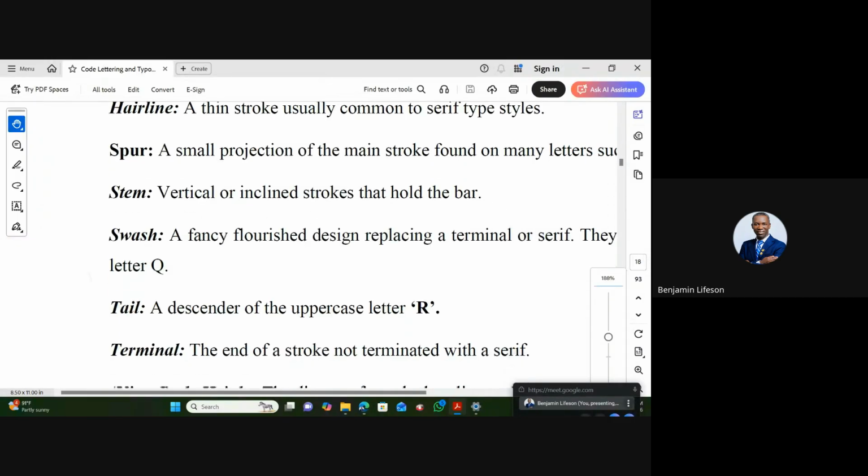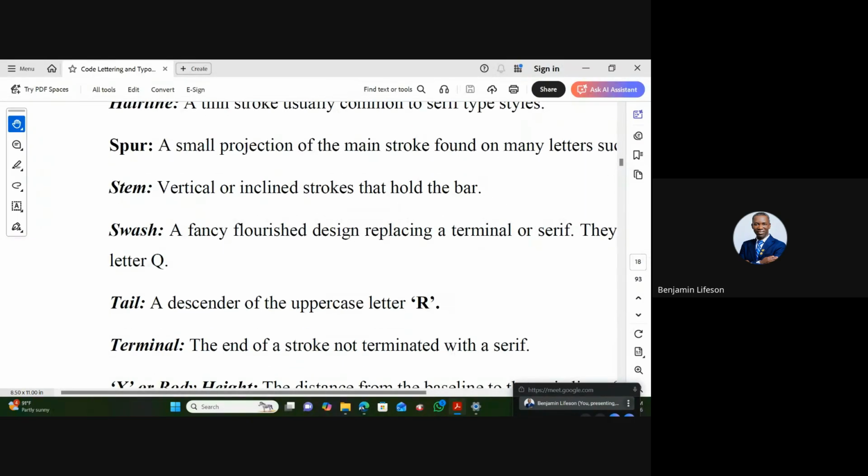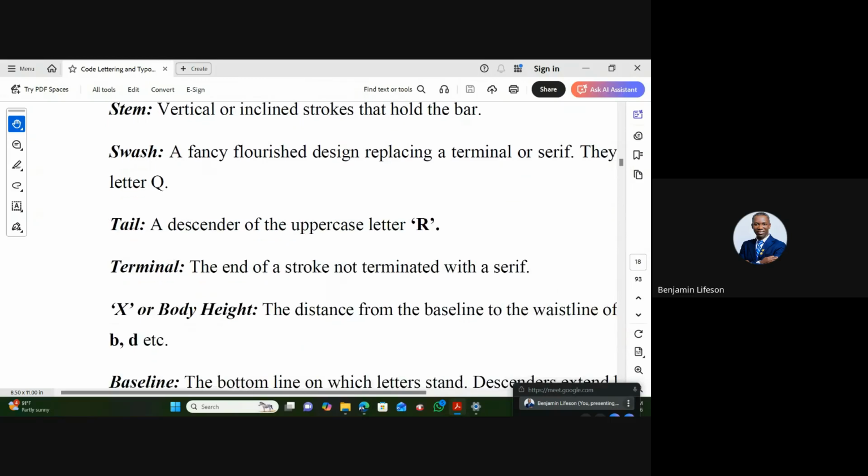Then we come to the tail. The tail is a descender of the uppercase letter. So this one, that is the tail. Then we come to the terminal.